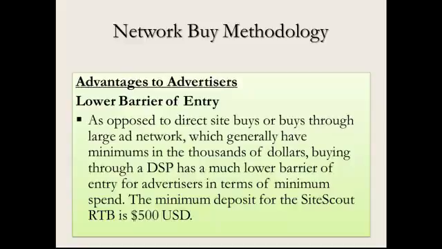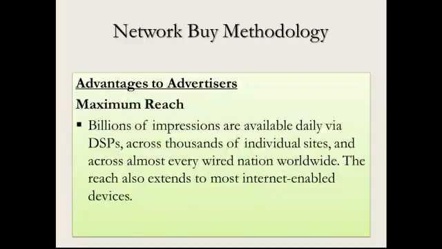So one of the advantages to advertisers by using a DSP such as Site Scout as opposed to a direct site buy or through large ad networks is that generally, the minimum for an ad network is a very high $5,000 to $10,000, whereas a DSP has a much lower barrier of entry, and like we mentioned, Site Scout is only $500 to get started. And it has no shortage of ad reach, so billions of impressions are available via DSPs across thousands of individual sites and across almost every wired nation worldwide. So the reach extends to almost anyone internet enabled.